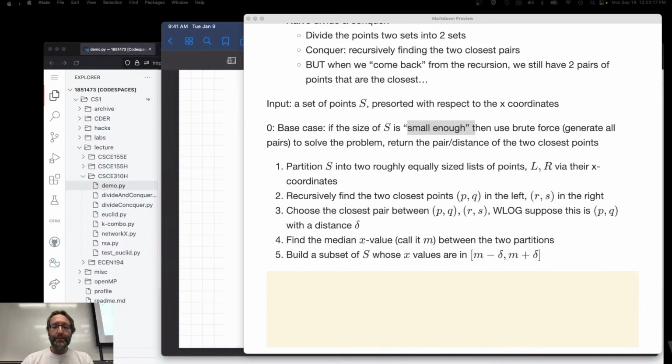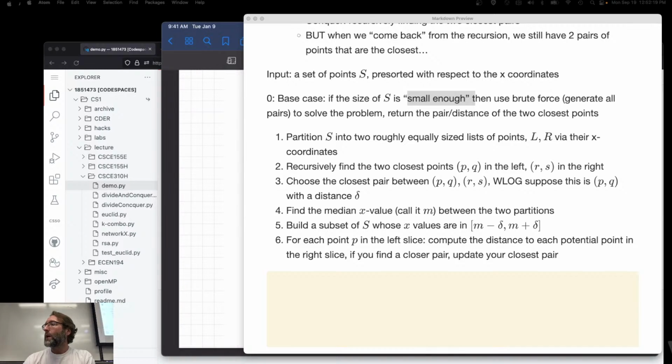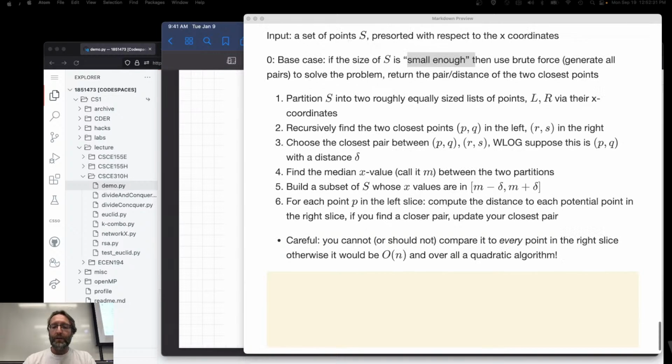And then for each point x in the left slice, compute the distance to each potential point in the right slice. If you find a closer pair, update your closest pair. And again, here's where I'm going to say careful. You cannot or should not compare it to every point in the right slice or the right partition, because that would be an order n algorithm, and the master theorem would then tell you that overall it's going to be n squared. So how do we handle these little details?